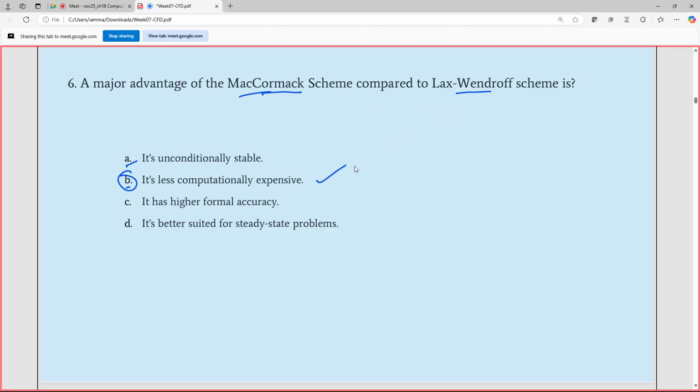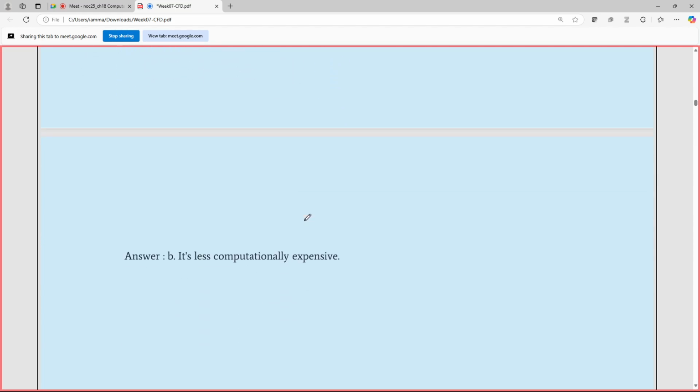Lax-Wendroff scheme was discussed last time, with its complexities. McCormack scheme is introduced to make it less computationally expensive, and the steps are split to reduce the computation. We are giving predictor and corrector steps, so that prediction-correction cycle will help to stabilize our solution. Moving on to next question.